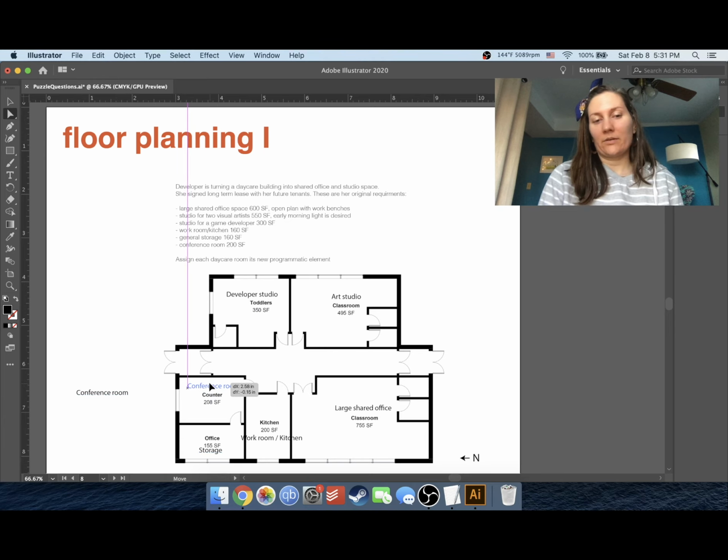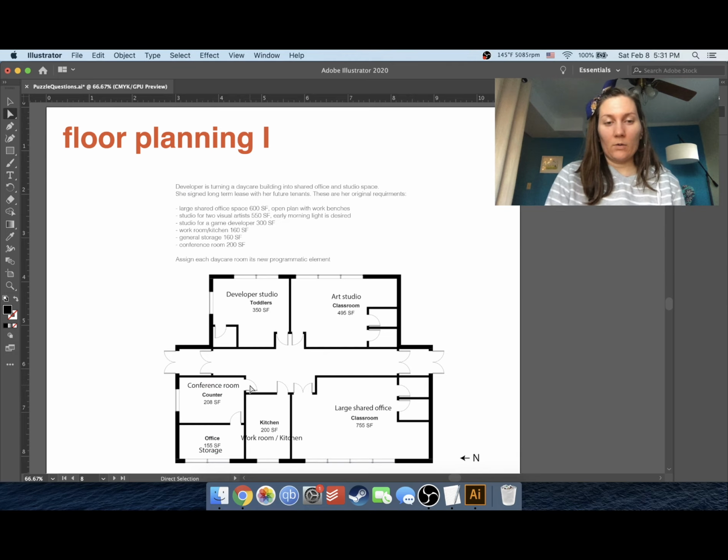I completely agree and understand that it's not an ideal situation programmatically to be going through the conference room into the storage, but numbers wise, this makes the most sense. And also we are satisfying these requirements for the light, for open plan, so that's good.